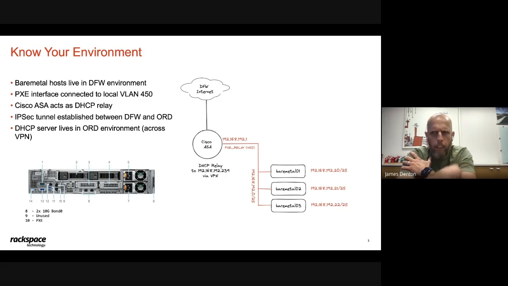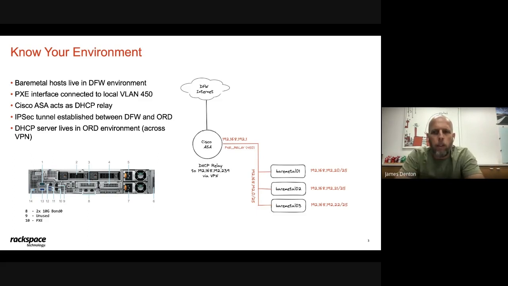In addition, there's a single 2x10 gig bond for production traffic. That may or may not use that same Cisco ASA. But for the purpose of Bifrost and Ironic in particular, we only really care about that PXE interface.